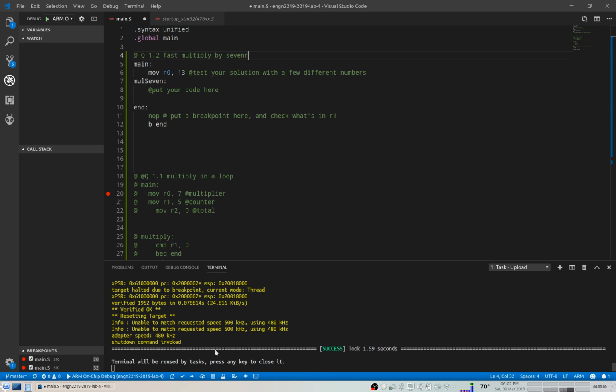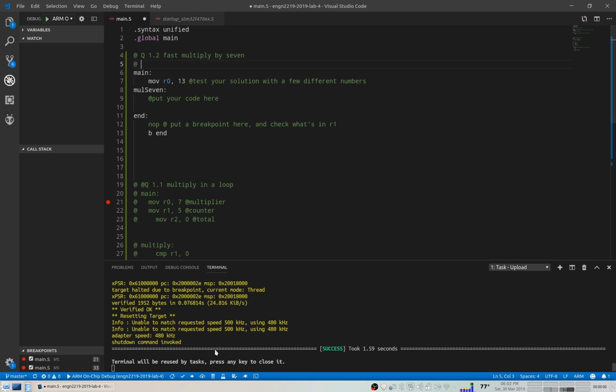All right, so question 1.2 of the group work questions is we're asked to multiply by 7 as fast as humanly possible. So adding in a loop, that's far too slow. And we know that logical shifts can multiply by powers of 2, but 7 is not a power of 2. So before we even start talking about the solution, we should think about how we can even possibly do this.